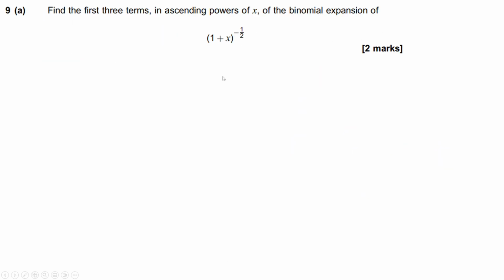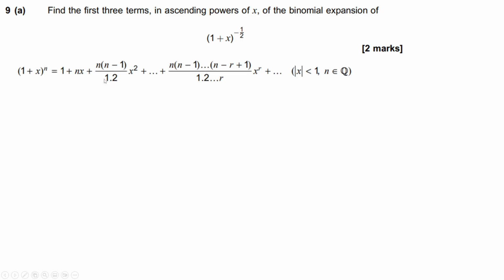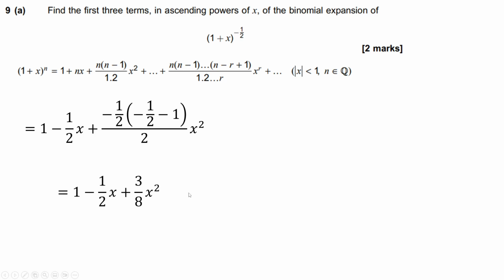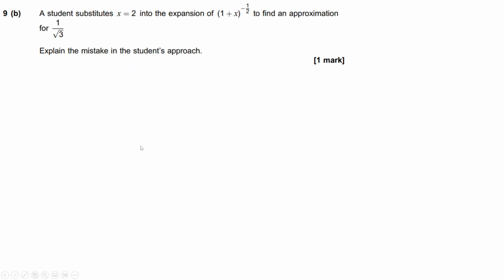First 3 terms of this, we've got this formula here. By this 1.2, it means 1 times by 2. It's just not very good, they've just not written it very well. Anyways, you just plug in n equals minus a half. So 1 minus half x plus minus a half times by minus a half minus 1 over 1 times by 2, which is just 2, multiplied by x squared. You just simplify that, you'll get that.